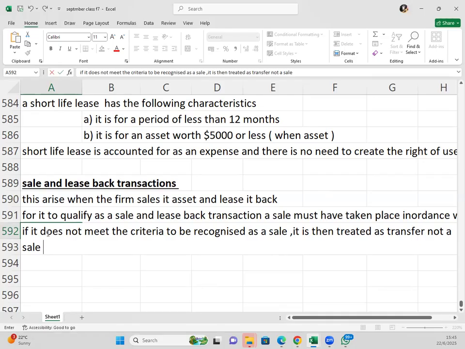When do we say a sale has taken place? Because we're saying this asset was ours and we've sold it and now we're leasing it back. So let's assume a sale has taken place. If a sale has taken place, how do we account for it?